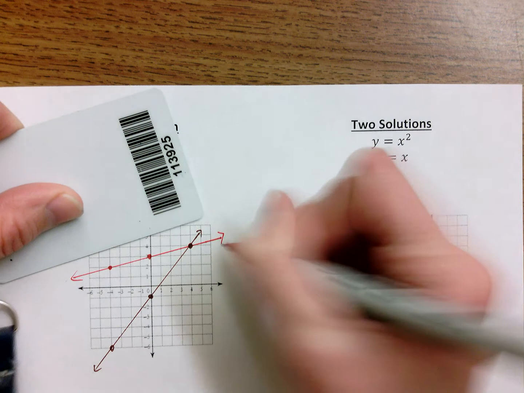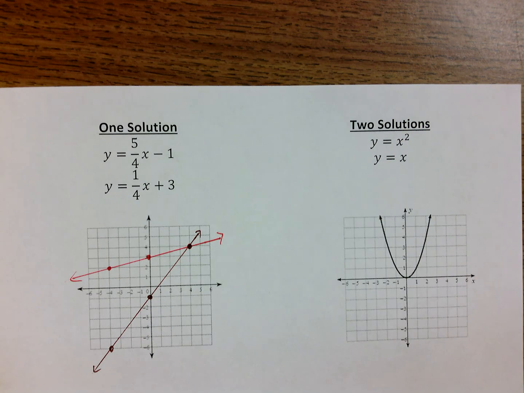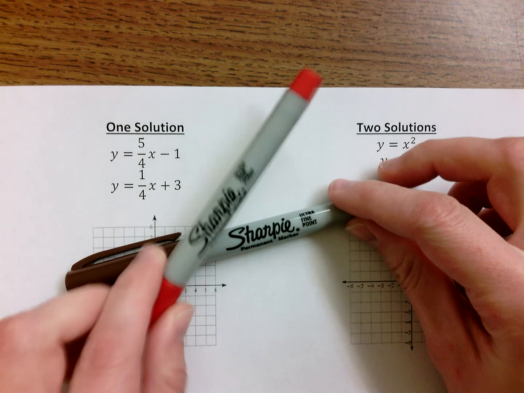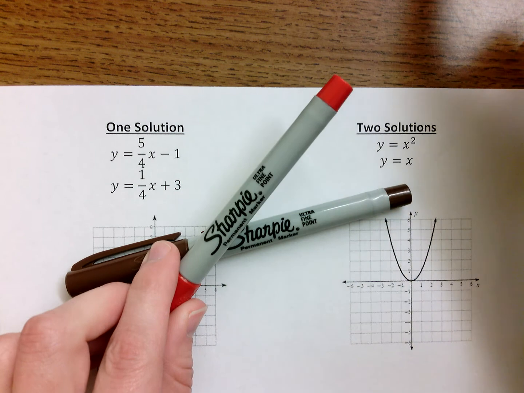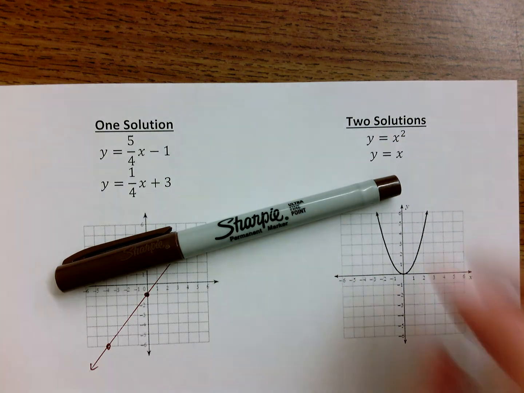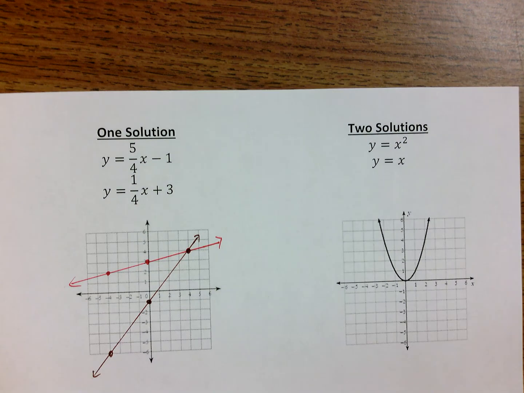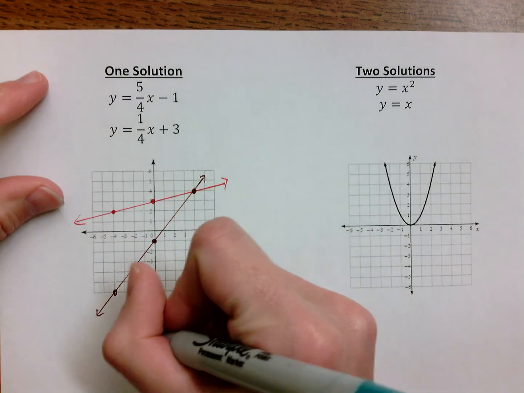Okay. All right, so this one has one solution because these lines only ever cross each other once. If you envision what would happen if you made these lines longer, they keep going like that. This end's going to keep going that way, and this one's going to keep going that way. They're never going to cross each other again, right? So this one only has one solution.